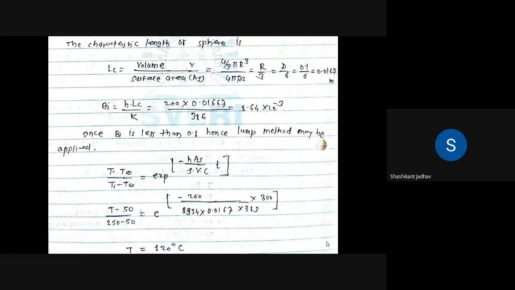Okay, problem is over. Reply to me in the chat box whether the answer is correct or wrong. Put your answer in the chat box. After 5 minutes, what is the temperature of that sphere? Okay, yes, I have calculated the answer 120.15. What about others? What is the correct answer? Okay, Dhanashri has calculated 119.855. What about others? Put your answer in the chat box.